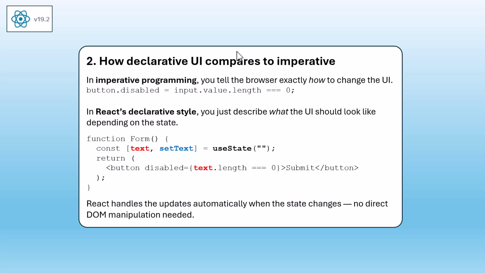In React, you don't command the interface step by step. Instead, you describe what the UI should look like in each situation, and React figures out how to get there. It's like getting into a taxi and saying, "Take me to the airport." You describe the destination, and React, like the driver, decides the route.